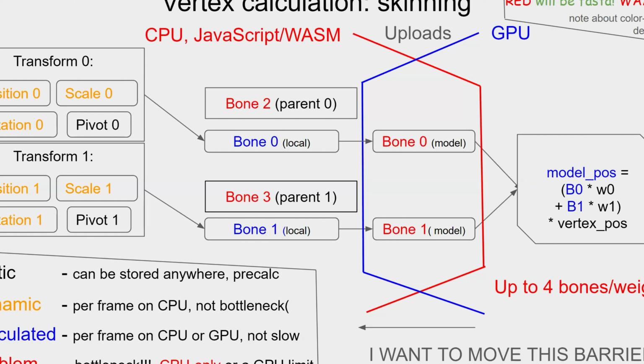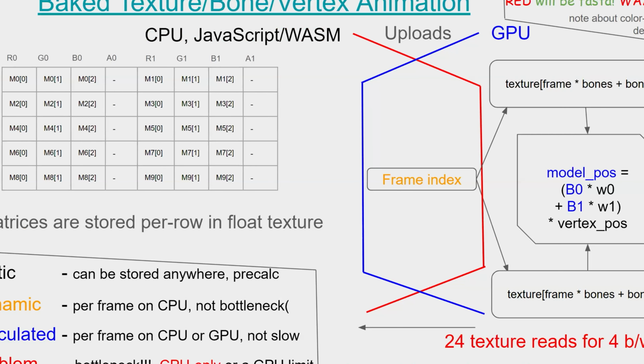What I want to do is move this upload barrier to the left. I want to do more work on the GPU. The main problem, I color-coded it in red. The color coding is also on screen. So the red is the problem. The main problem is that we have parent bones, because for every bone we can calculate its local transform, but to make a model transform, we have to multiply it by the transform of the parent bone. And that is what is difficult to move.